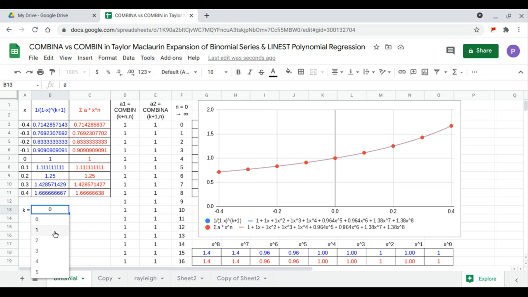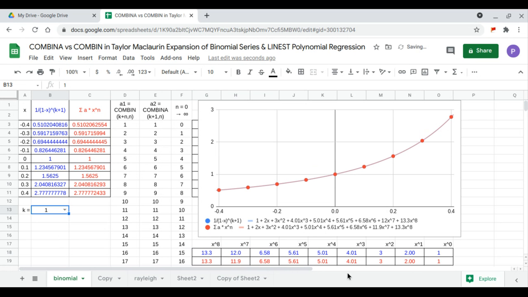Continue with 1. Now we have 1 for x to the 0, 2 for x, and 3 for x squared, 4 for x cubed, 4.01, 5.01 for x to the fourth, 5.61 x to the fifth, 6.58 x to the sixth, and 12 and 11.9 for x to the seventh, 13.3 for x.